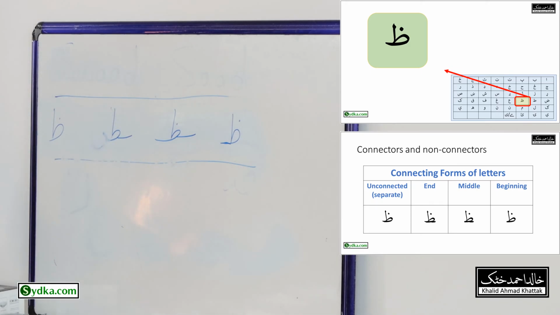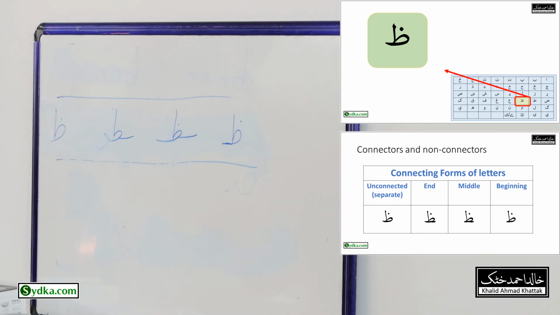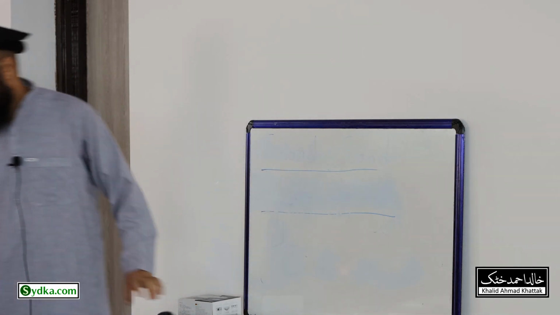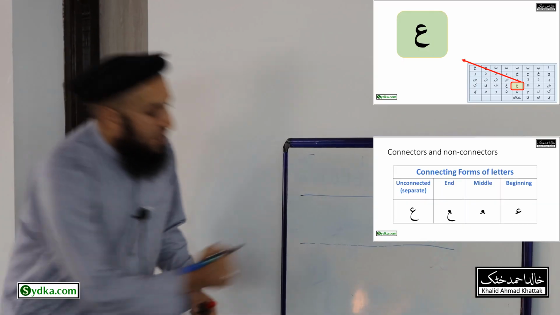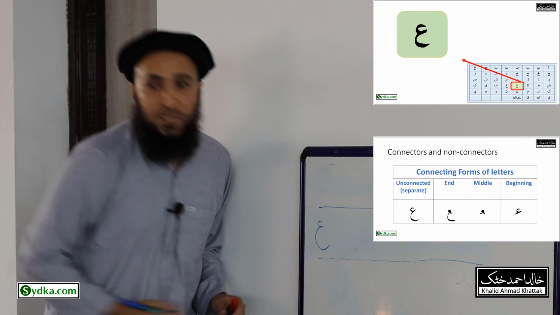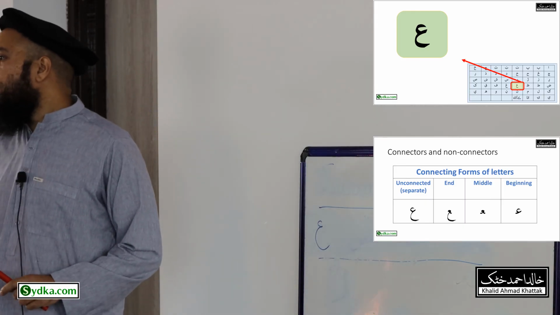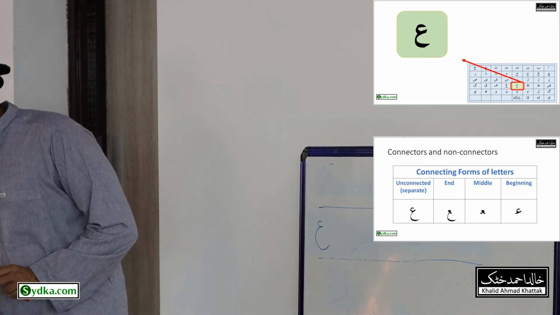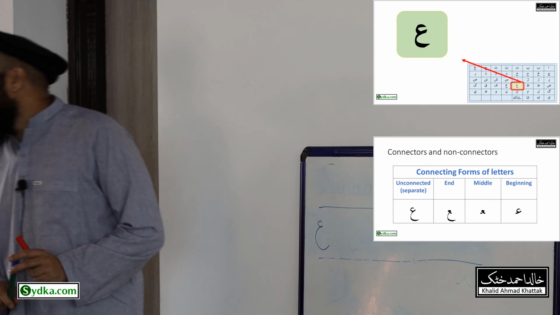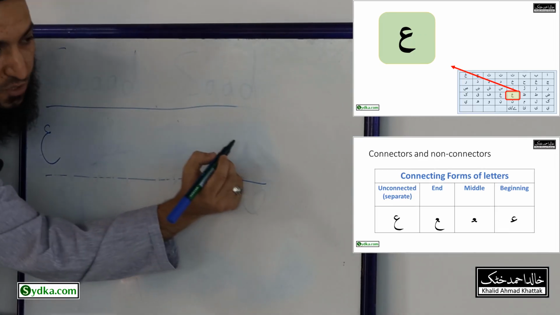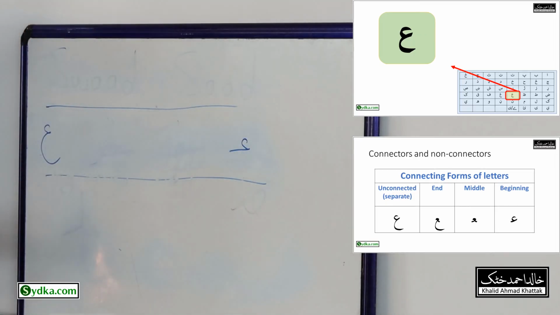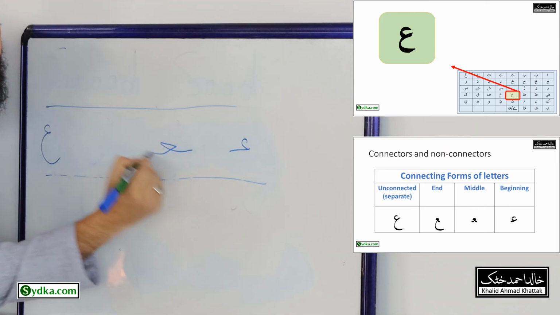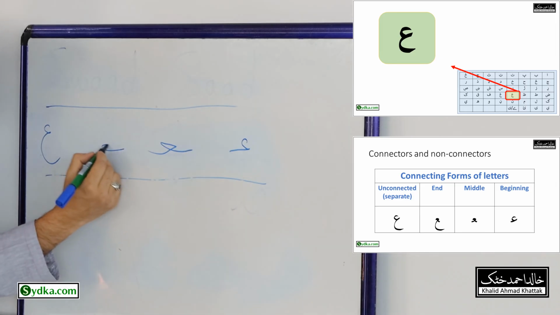I'm going to try and do it quickly because we haven't got enough time, so we need to finish it today, okay? Next one is easy. We have the same in Arabic. Ain. Is it connector or non-connector? Connector. Why? Because you can connect it on both sides. In the beginning it looks like this, so you extend this bit. In the middle it looks like this, and at the end it looks like this.